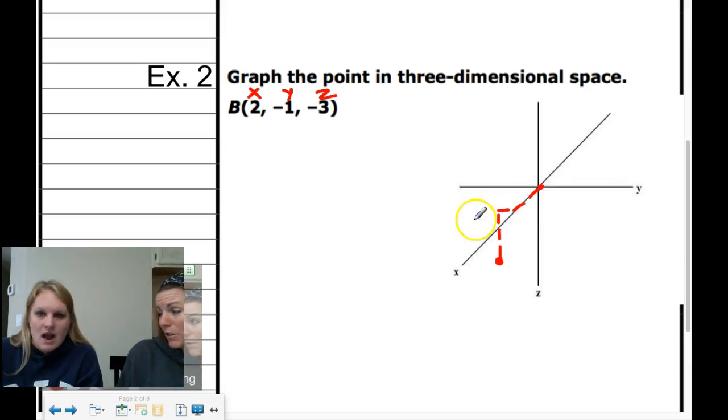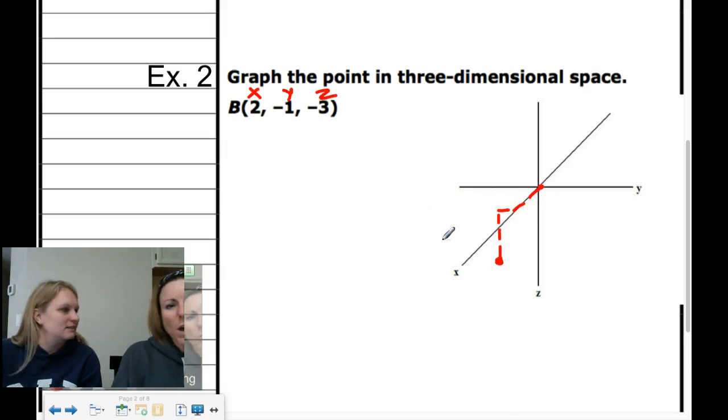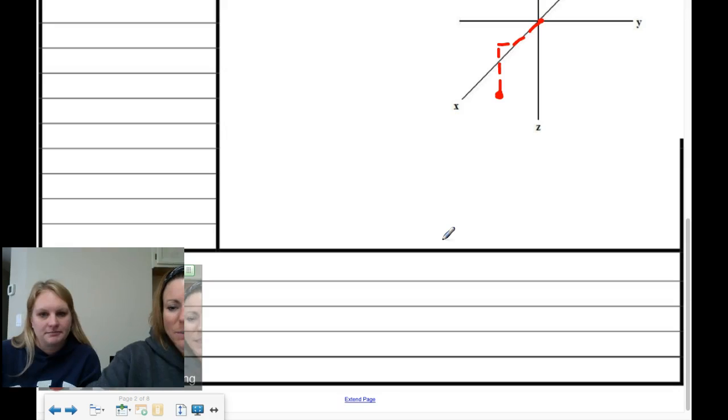I prefer the tick marks. I prefer the tick marks too, because when you do the axis, you don't know what's lined up with what, and I like this way better. Perfect. Okay, that's example 2.